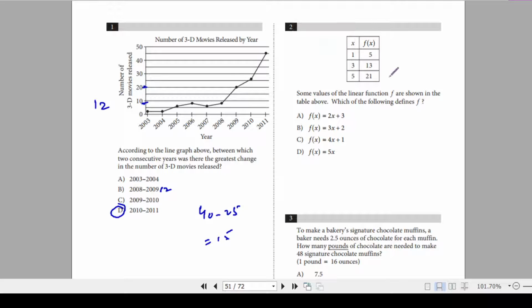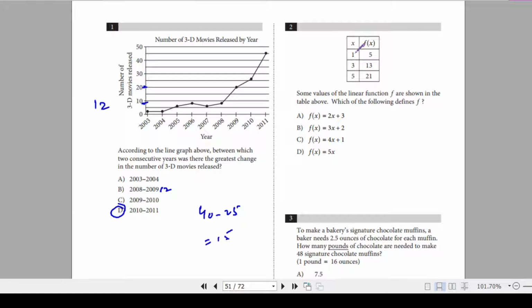This is question number 2. This is x and this is f of x, so this is domain and this is range, of course. When you put 1, the function will give you a value of 5. At 3, it will give you 13. And at 5, it will give you 21. So the function isn't given. He's asking about the function. Some values of the linear function f are shown in the table above. Which of the following defines f?